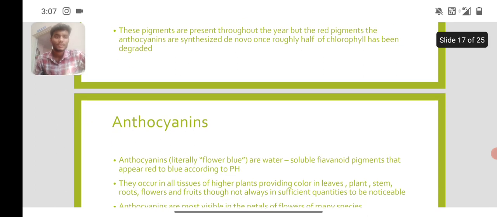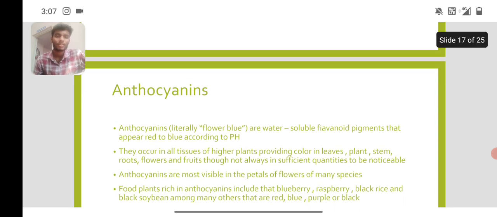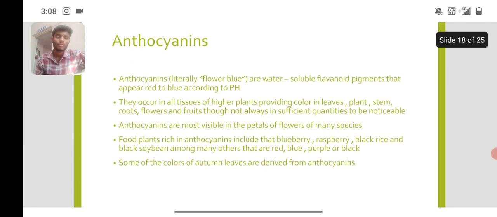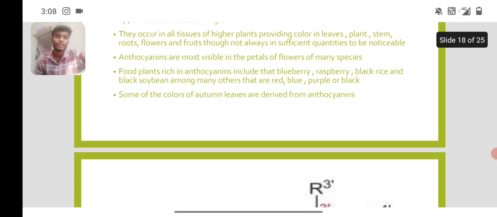Anthocyanins. Anthocyanins, literally flower blue, are water-soluble flavonoid pigments that appear red to blue according to pH. They occur in all tissues of higher plants, providing color in plant stems, roots, flowers and fruits, though not always in sufficient quantities to be noticeable. Anthocyanins are most visible in the petals of flowers of many species. Food plants rich in anthocyanins include blueberry, raspberry, black rice and black soybean, among many others that are red, blue, purple to black. Some of the color of autumn leaves is derived from anthocyanins.